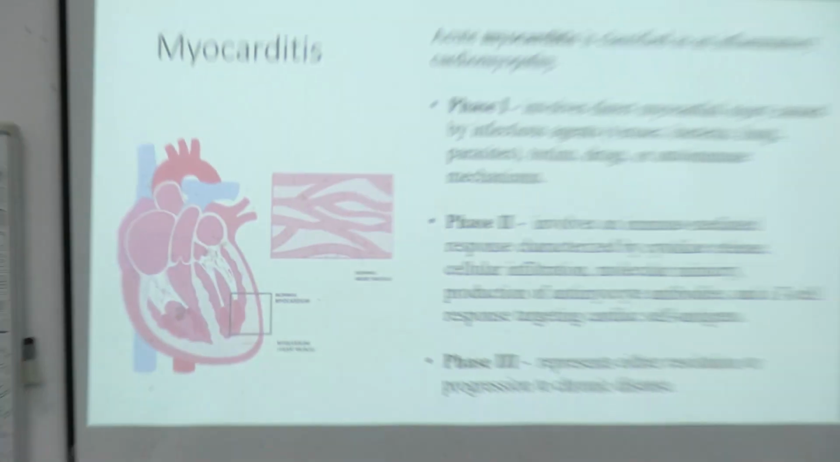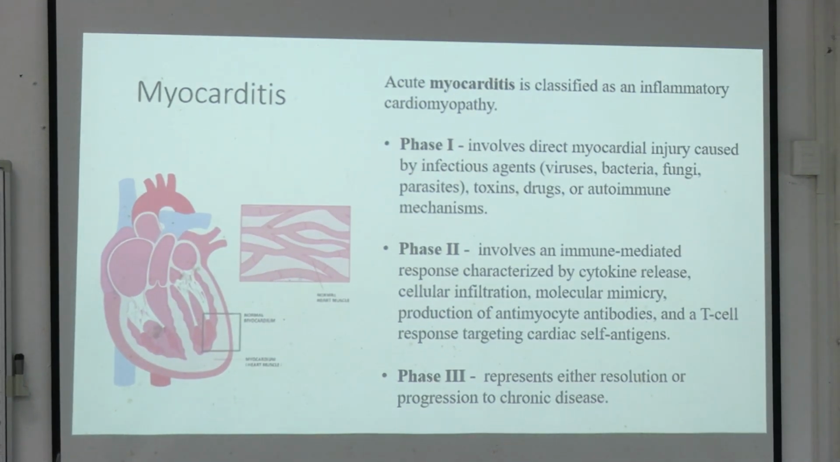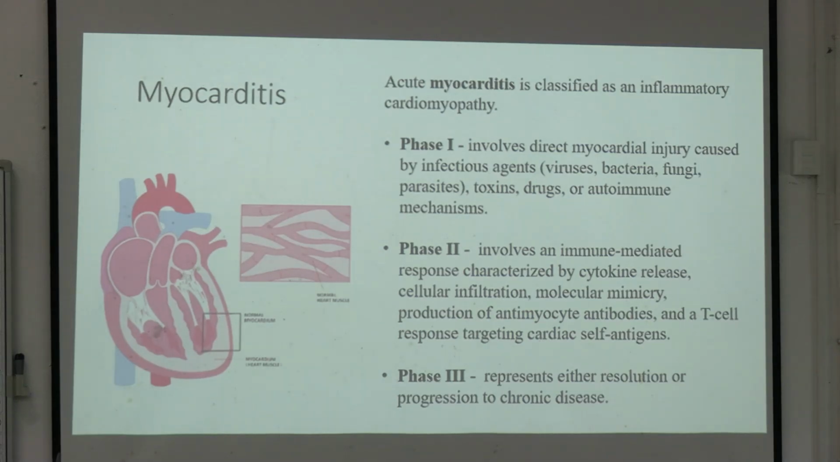Okay. Next, now try to understand this. When the damage happens to the myocardium, we call it acute myocarditis. The damage happens in 3 phases. The first phase is direct myocardial injury due to whatever may be the agent. It could be an infectious agent, a virus or a bacteria, or it could be a toxin, a drug, or it could be autoimmune. So first what happens is a direct myocardial injury. That means the cells are damaged directly.